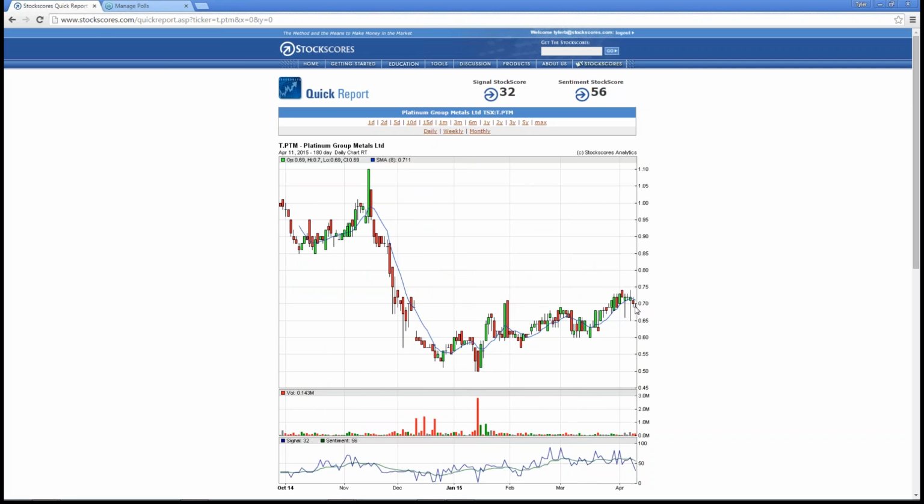Now, if you own it now, where would the support price be? It's at 60 cents. That is our last inflection point low. So if it pulls back and closes below 60 cents, you will have an exit signal on this stock.